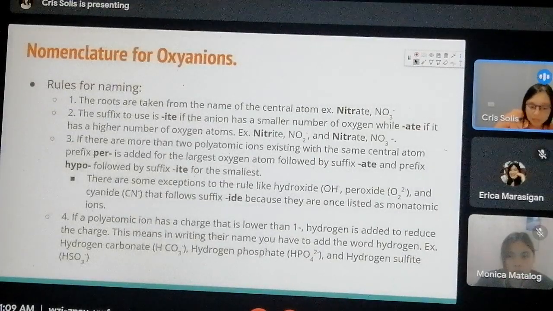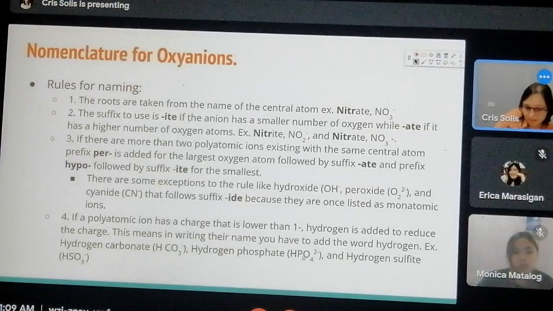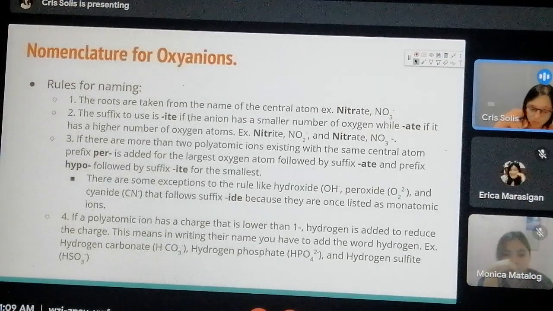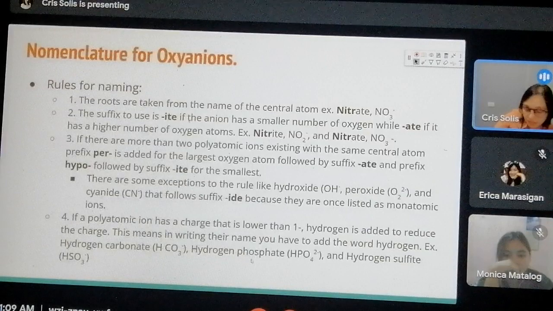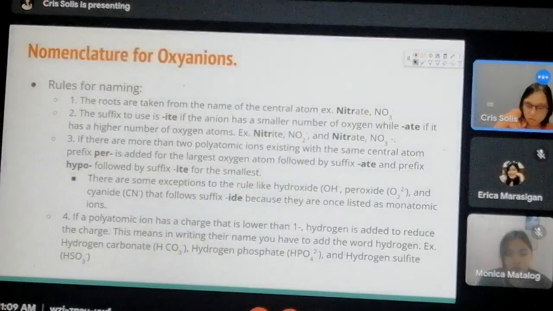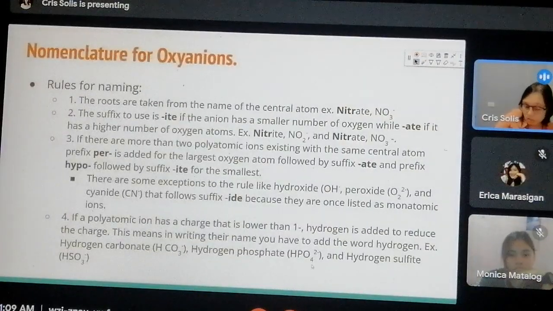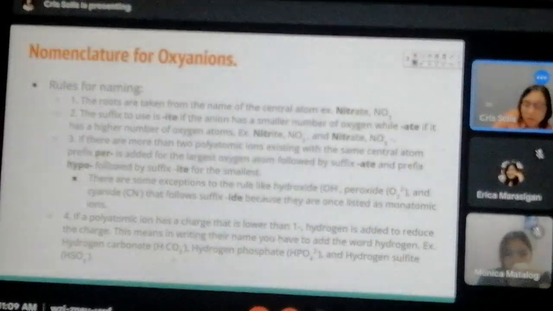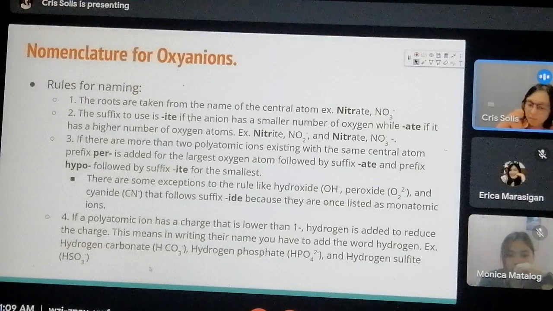And what if naman merong added na hydrogen? What should you do? Simple lang. You just add the word hydrogen and then your oxyanion, like hydrogen phosphate, hydrogen sulfate. We usually use hydrogen to stabilize or to reduce the charge of the oxyanion. Or we are using it to form acids.